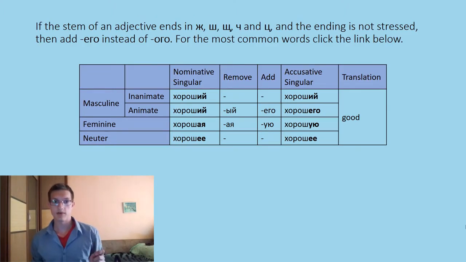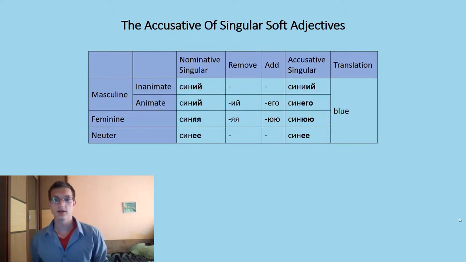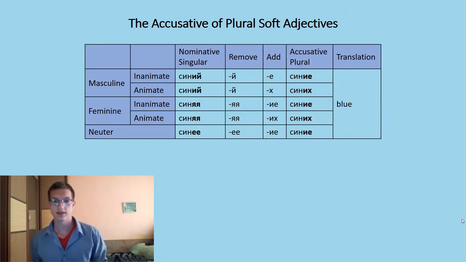So, if the stem of an adjective ends in ж, ш, щ, ч, and ц, and the ending is not stressed, then add его instead of ово, and for the most common words, click the link below. Хороший, хорошего, хорошую, хорошие. Иностранные, иностранных, иностранные, иностранных, иностранные. Синий, синего, синюю, синие. Синие, синих, синие, синих, синие.